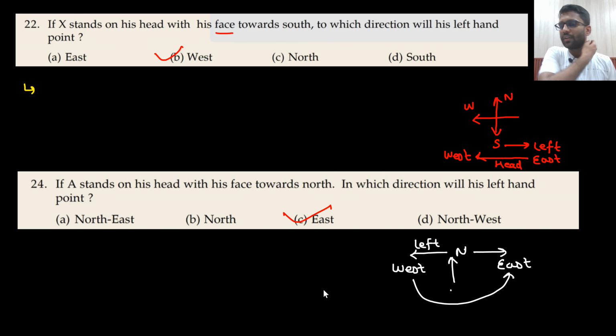Or how could you do it? A stands on his head with face towards north. So how will you be standing? Let's say I am looking towards south, and this is my left hand. Looking towards south, this is my left hand, and then I get rotated in this manner. If I go downward, my face will be facing north, and my left hand will still be here only. And what is this direction? This direction is east. So the answer will be east only. My left hand will remain the same even if I am rotated. If I was looking at east only, here also I will be looking at east only, right?